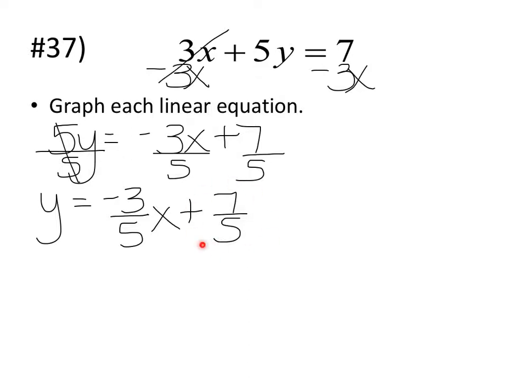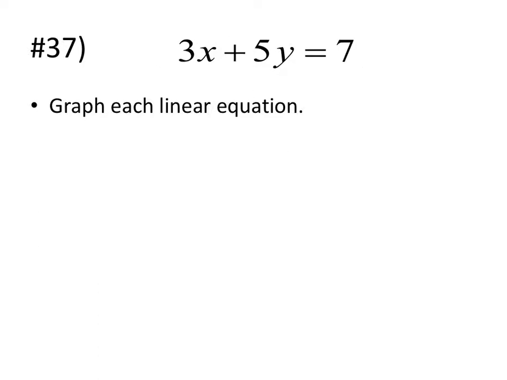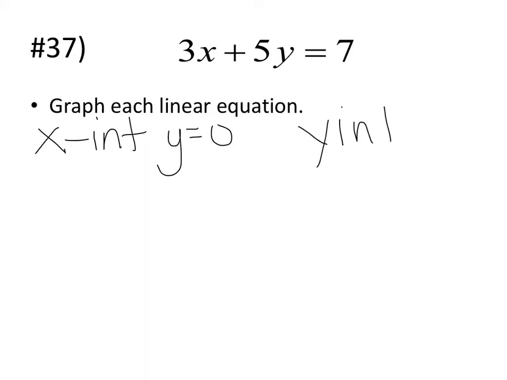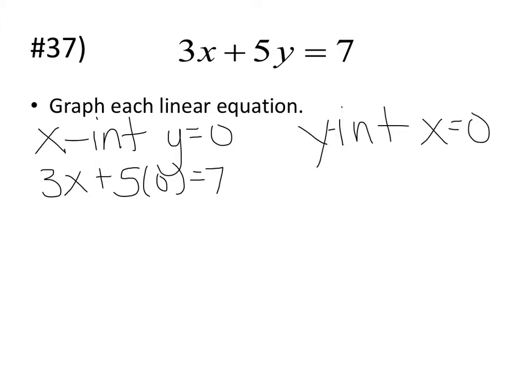to find where 7/5 is on my graph. So I'm actually going to use my x and y intercepts to graph this. So I'm going to scratch what I just did, and I'm going to start over using my x and y intercepts. So to find my x-intercept, I'm going to do y equals 0. To find my y-intercept, I'm going to do x equals 0. So 3x plus 5 times 0 equals 7. And then 3 times 0 plus 5y equals 7.